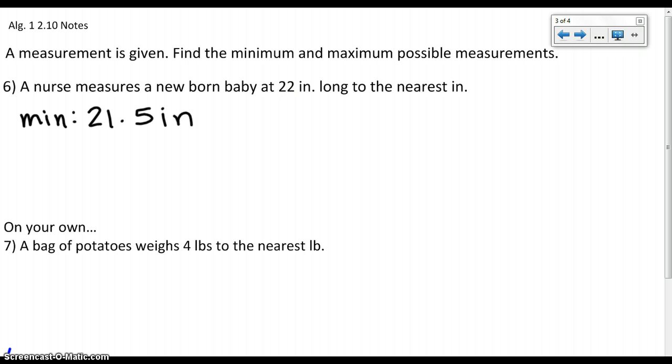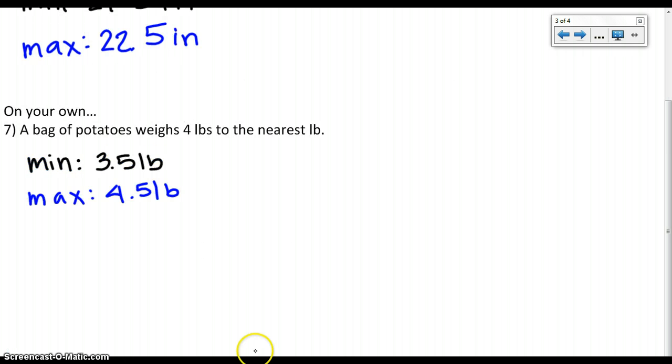So for maximum, what could she have measured to round to 22? And it would have been 22.5 inches. Because after that, you're going to round to 23. So that's all it's asking. So after you've seen me do that, why don't you guys do number 7 on your own, and then we'll come back and see if we get the same answer.